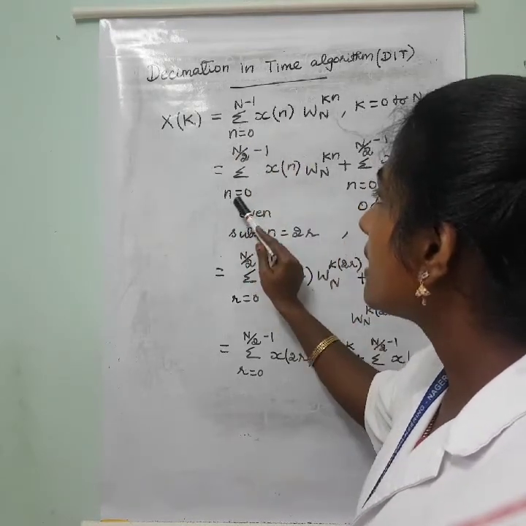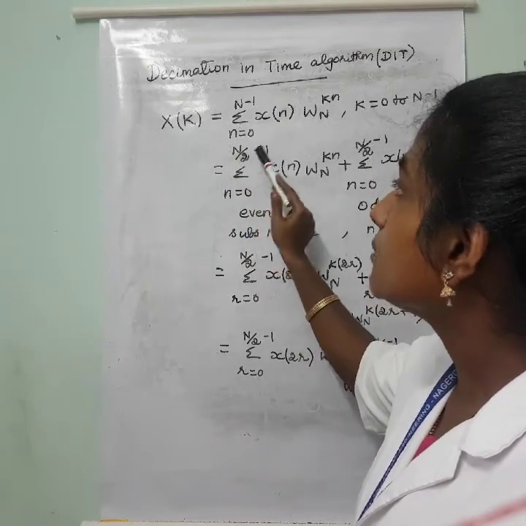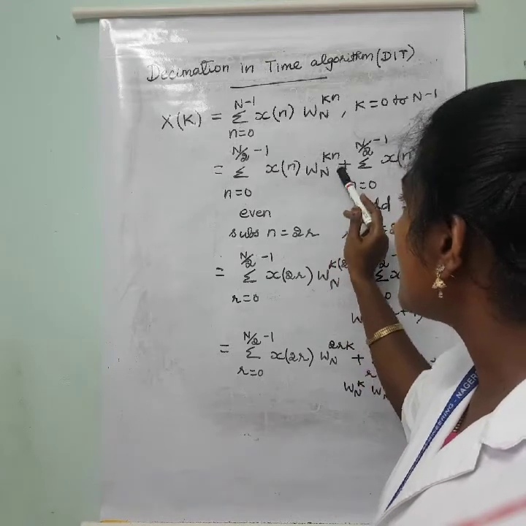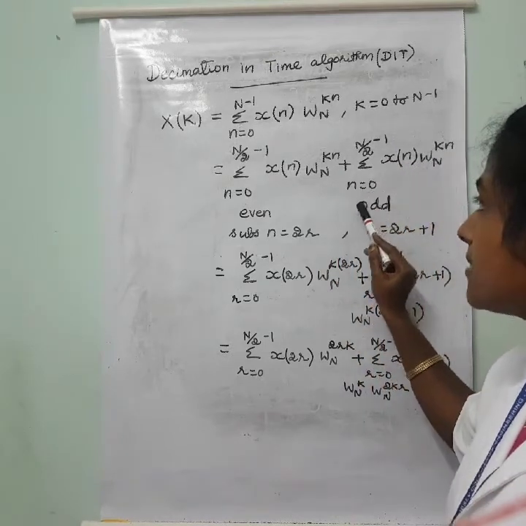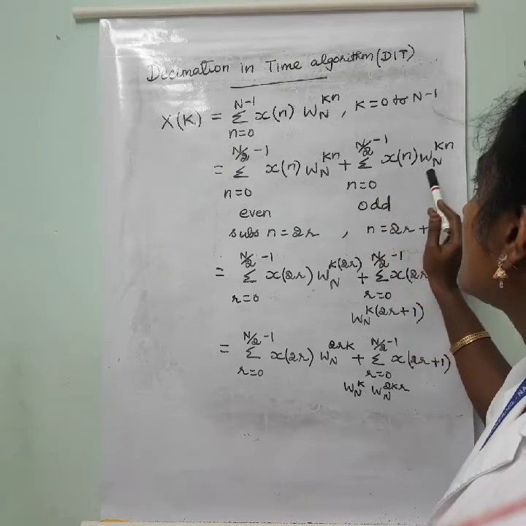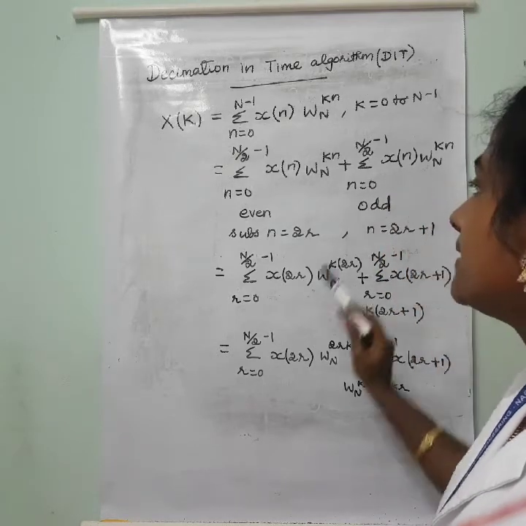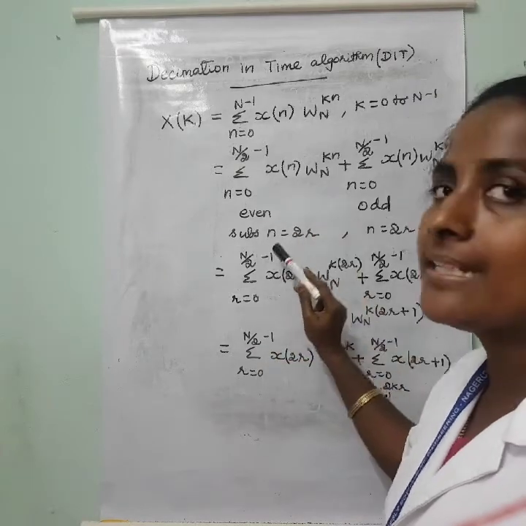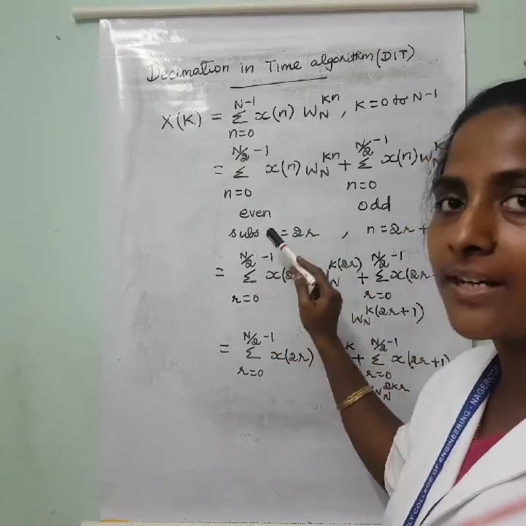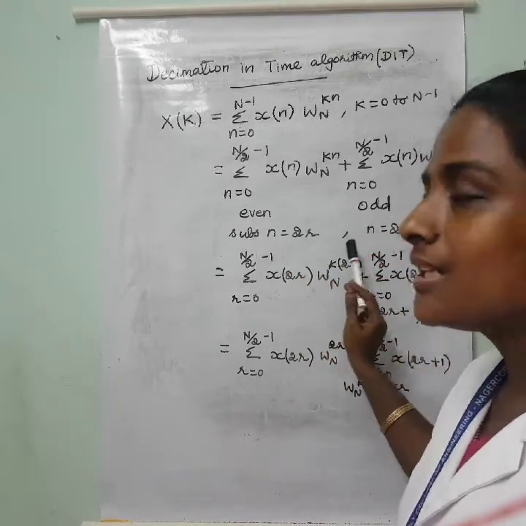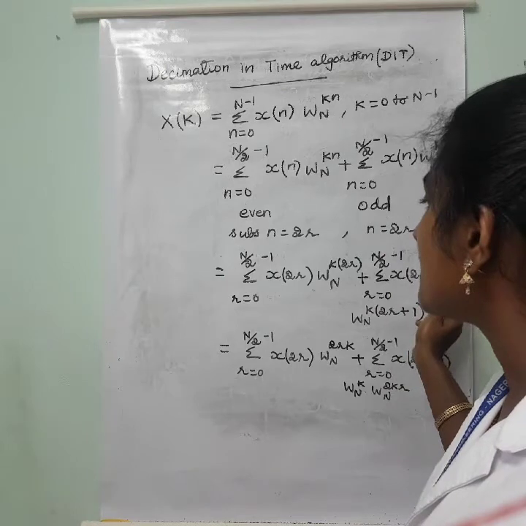So n is equal to 0 to N by 2 minus 1 of x of n W_N power kn plus summation n is equal to 0 to N by 2 minus 1 x of n W_N power kn. Next step, substitute for the even part n is equal to 2r, and for the odd part n is equal to 2r plus 1.